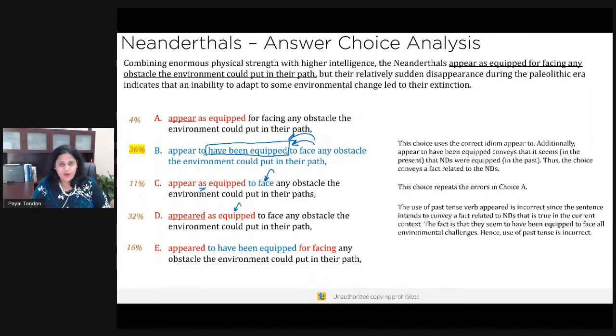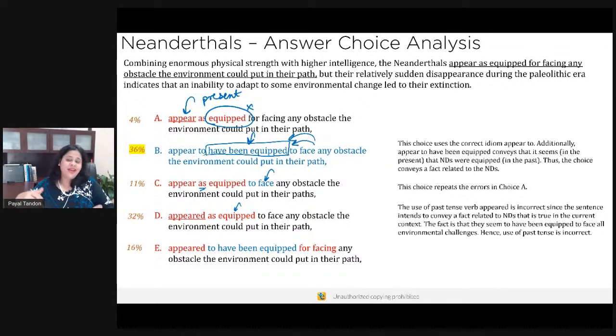as we stand here today, looking at the archaeological evidence, looking back into the past, Neanderthals as a species appear today to have been equipped. If we are saying that they appeared as equipped, that means it's not the fact of the present, right? And that is what is wrong. The appear part is present. That is actually correct. The thing that is wrong is as equipped. This part is wrong over here. That's why the only thing you had to change from choice A was this particular have been equipped verb tense. That's the grammatical knowledge that you need to have.